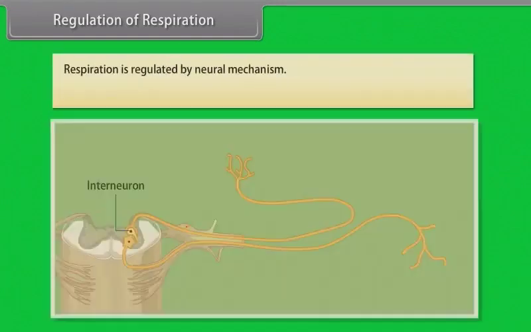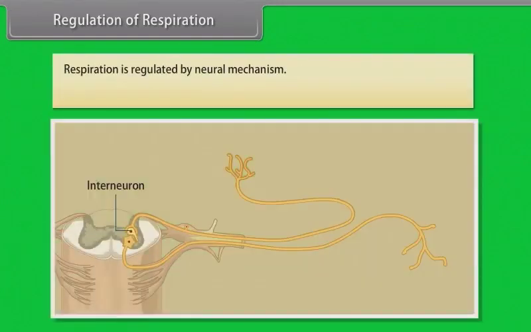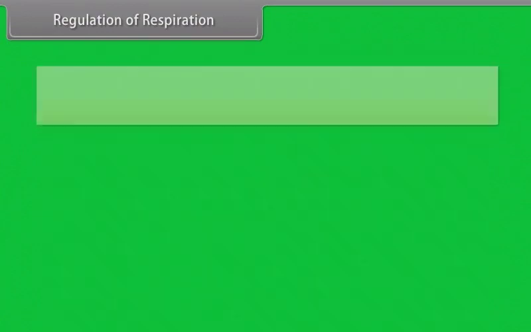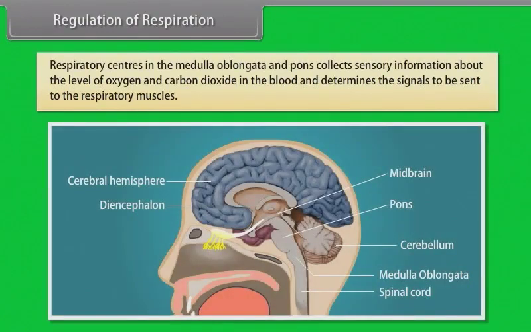Regulation of respiration. Respiration is regulated by neural mechanism. The neural mechanism involves respiratory centers, afferent and efferent nerves. Respiratory centers in the medulla oblongata and pons collect sensory information about the levels of oxygen and carbon dioxide in the blood and determine the signals to be sent to the respiratory muscles.